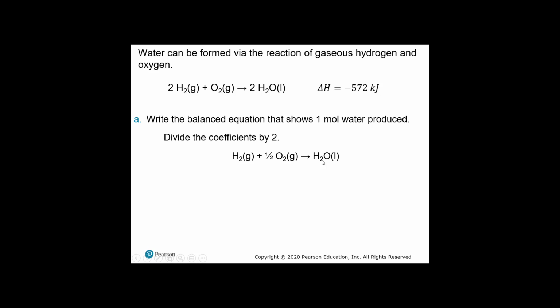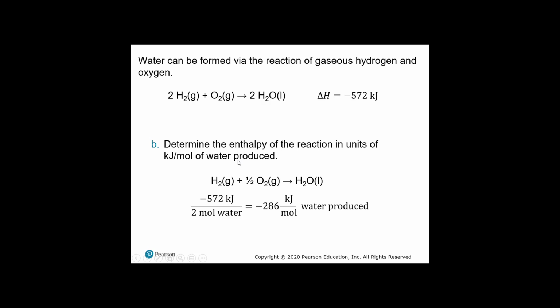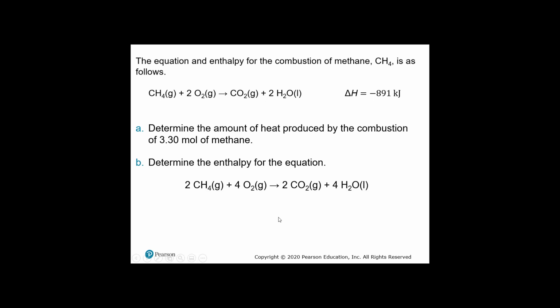The first part is only asking for the balanced equation. The second part is asking for the enthalpy of reaction. So in this case, we take the value that we see here divided by 2 moles of water, because it's asking to determine the enthalpy of the reaction in units of kilojoules per mole for the water produced. Remember, these are conversion equalities. Then we are going to divide everything, so this value will be divided, and that means this will be for 1 mole of water produced.